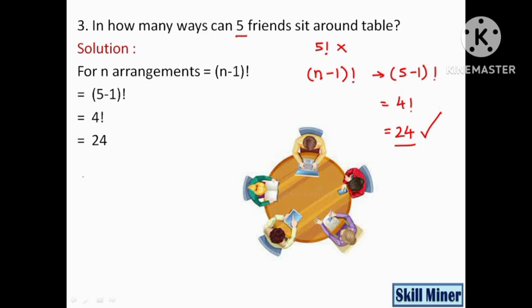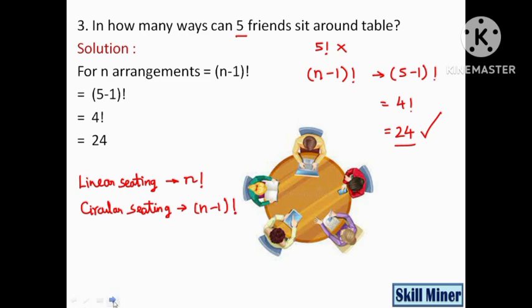For linear seating, we can write n factorial. For circular seating, our formula will be n minus 1 factorial. Now we can move to the next question.